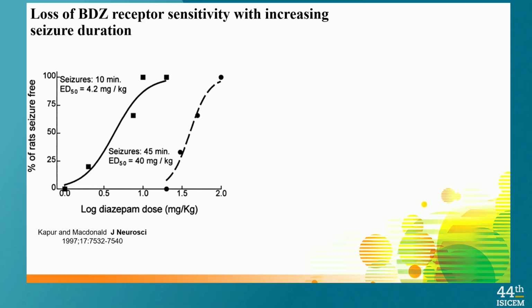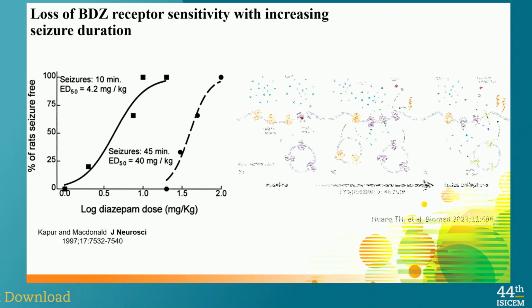One of the key things when you're standing at the bedside is to recognize that there's a loss of benzodiazepine sensitivity because of internalization of the receptors. This is an older study, but it shows that in animals, with rats here, it takes logarithmic doses of benzodiazepines to stop the animal from seizing if it's been seizing for 10 minutes versus a longer period of time. You're going to need a lot more, for the reason we just talked about.